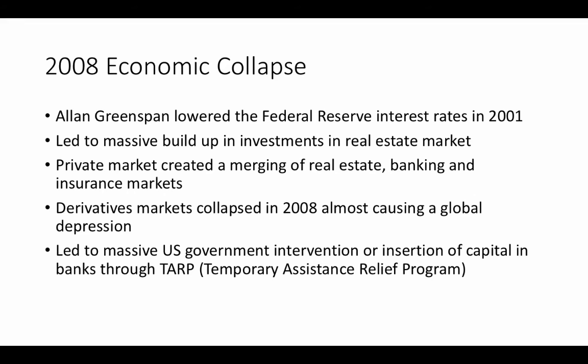Eventually, this led to the U.S. government intervening in what is known as the TARP program, or the Temporary Assistance Relief Program, in which the U.S. government inserted massive amounts of money, hundreds of billions of dollars by the time it was done, over $1 trillion, into different banks in order to get the banks lending to one another again.